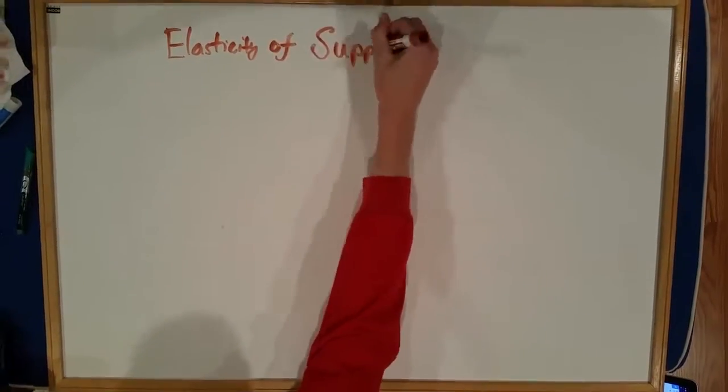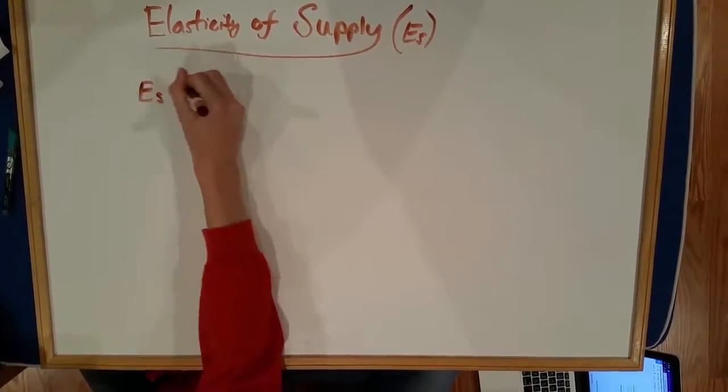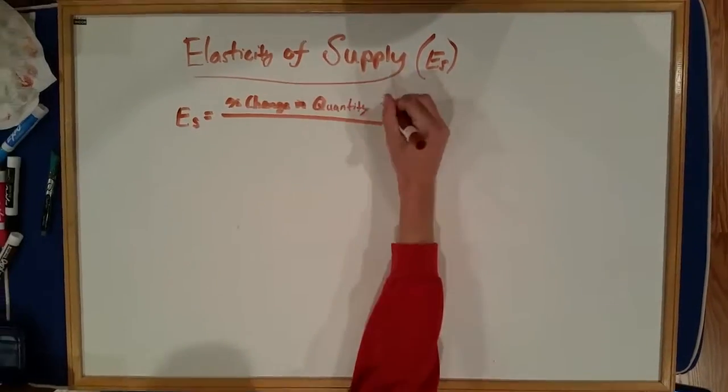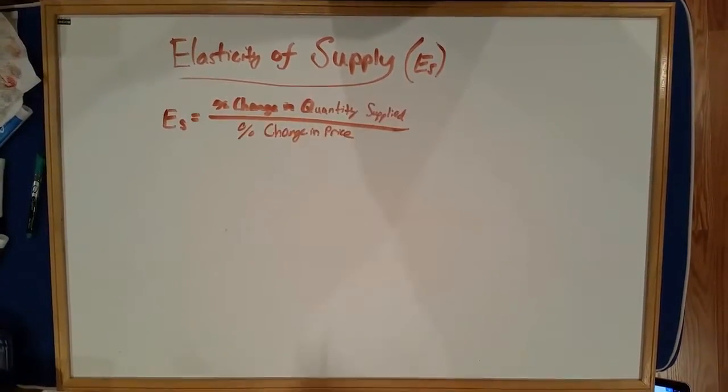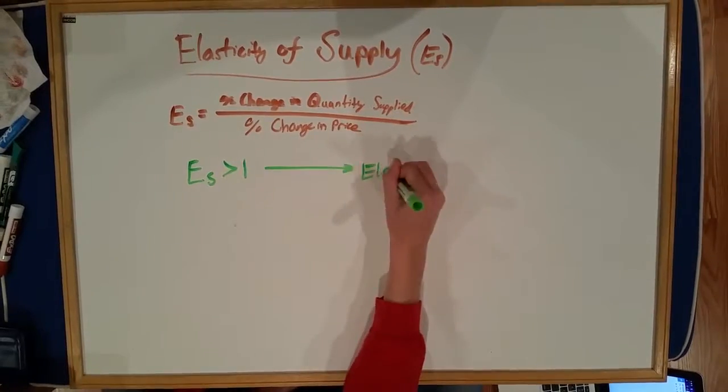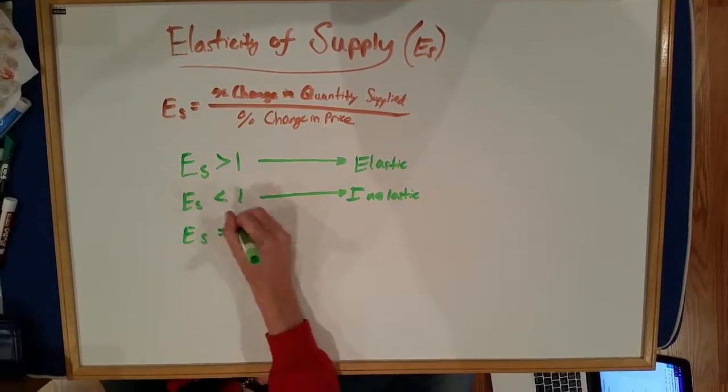So elasticity of supply is like the elasticity of demand, except it's the percent change in quantity supplied over the percent change in price. If the elasticity of supply is greater than 1, the good is elastic. If it's less than 1, inelastic. If it is equal to 1, it is unit elastic.